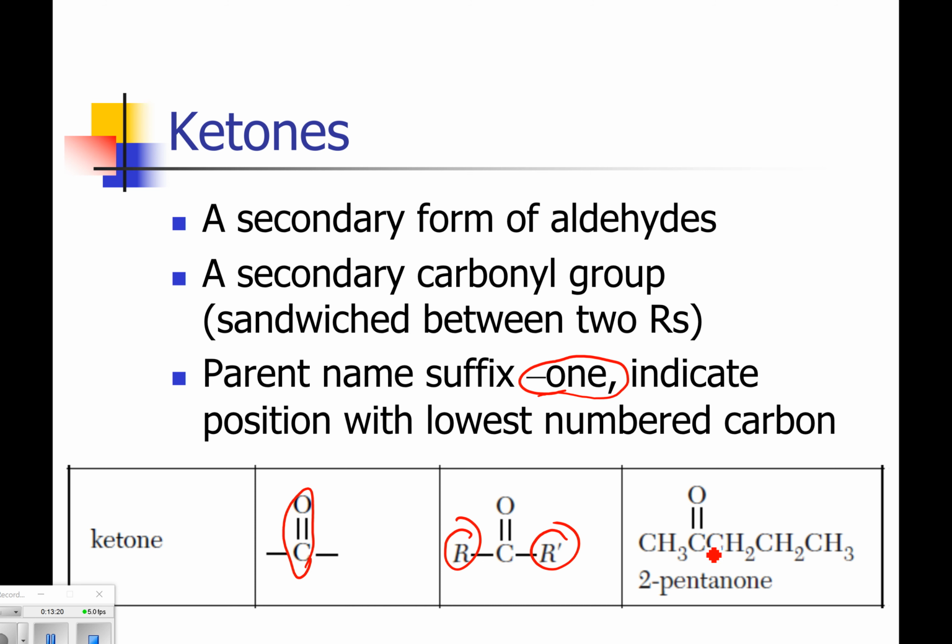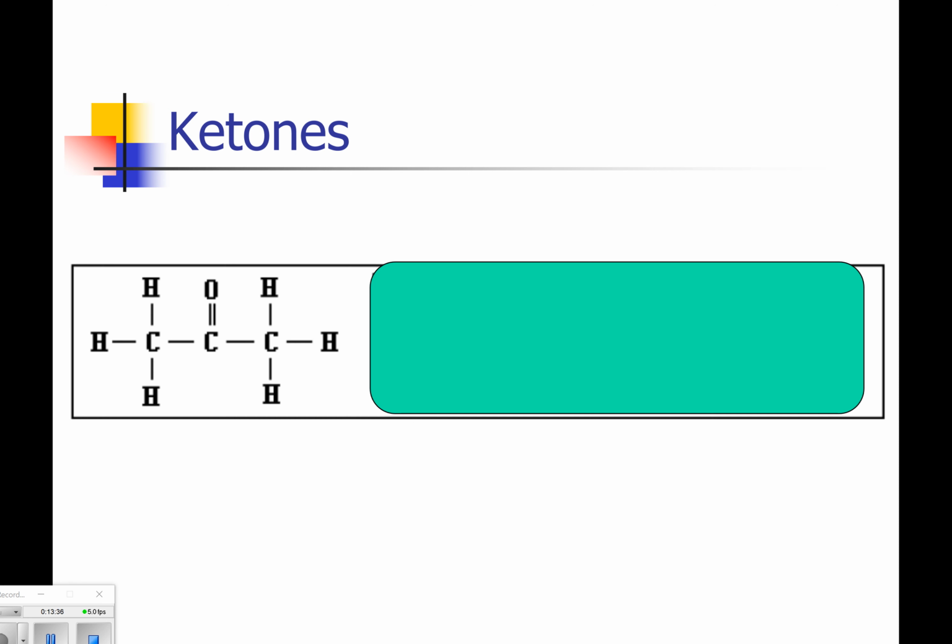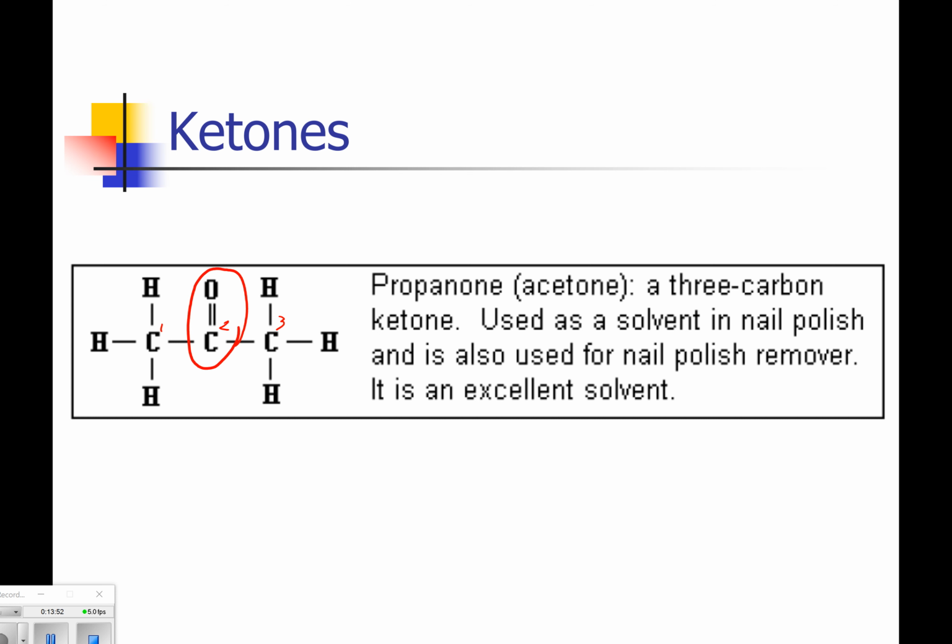So in this case, we have the ketone attached to a, this would be a secondary carbon. It's going to be on the 2nd carbon in the chain, so it gets the name 2-pentanone. So looking at this one, we have 1, 2, 3 carbons. So this would be pentane, but we have the ketone group in the middle here, which would be propanone, which is acetone, a 3-carbon ketone, which is a very strong solvent.